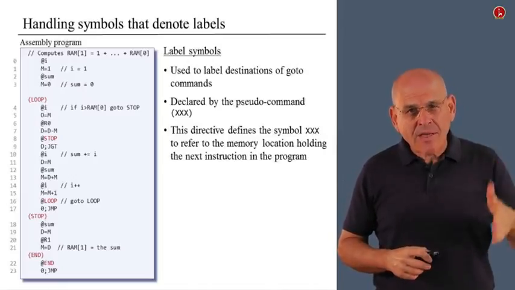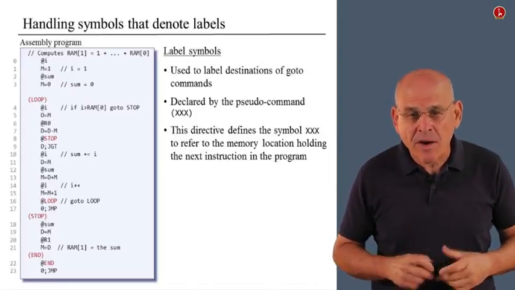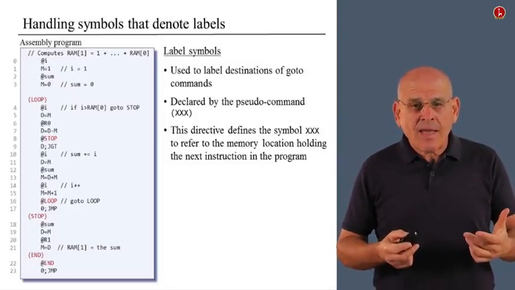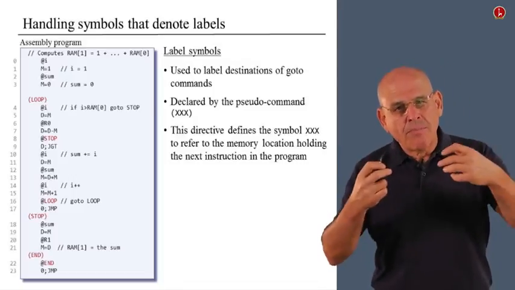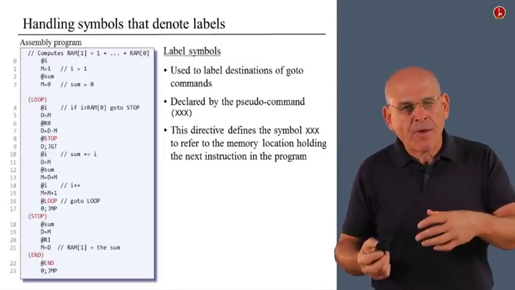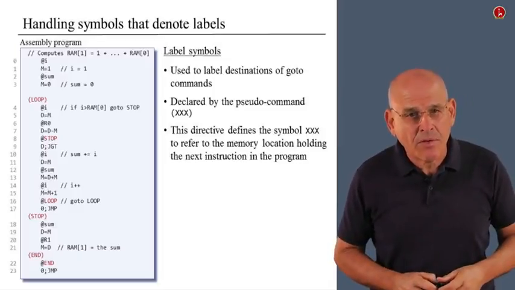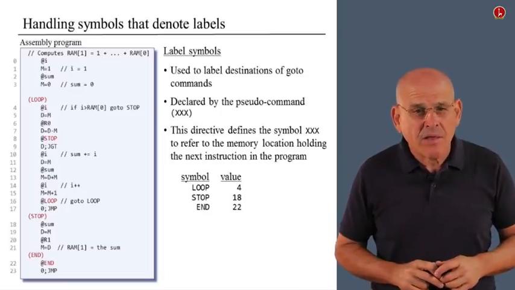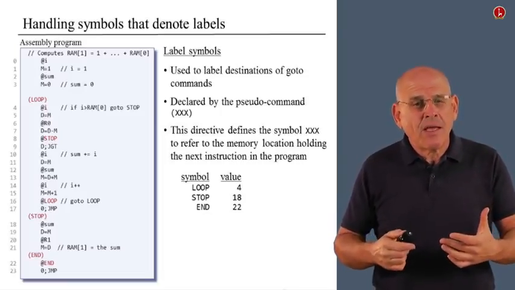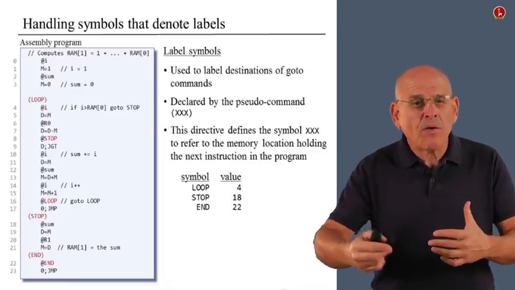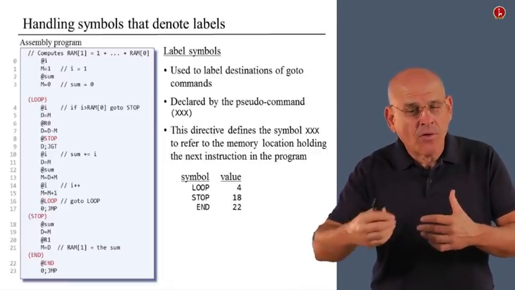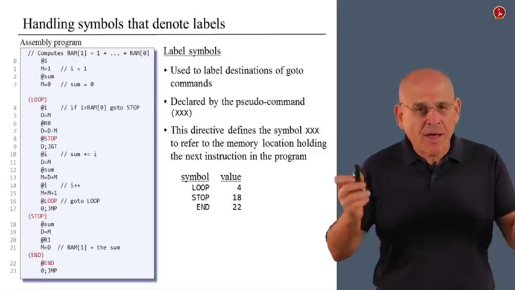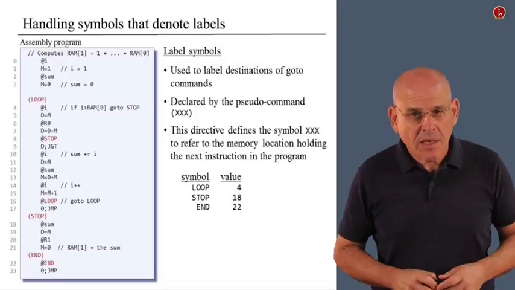Now, once I have these line numbers in front of me, or once I remember it somewhere in my memory, I see that I can relate loop to the number 4, stop to the number 18, and end to the number 22. So I can basically generate this association and keep it in the back of my mind. So from now on, whenever I see an instruction like @loop, we actually mean @4. You know, we want to go to instruction number 4, and so on and so forth for all the other label symbols in your program.